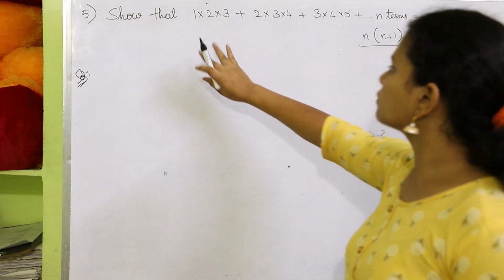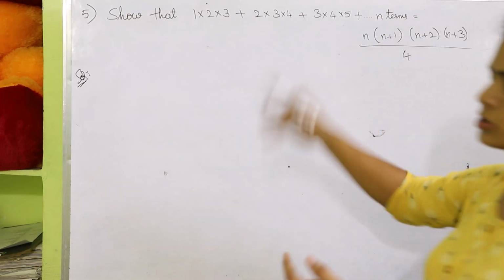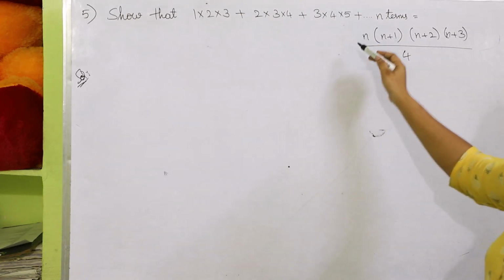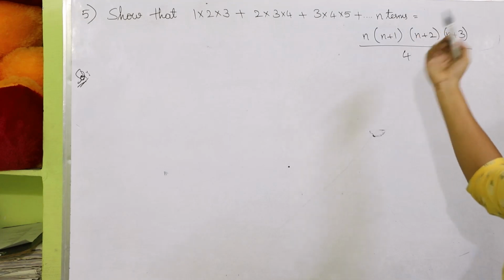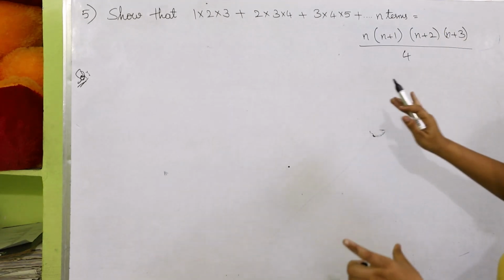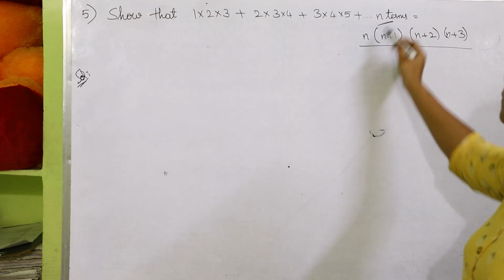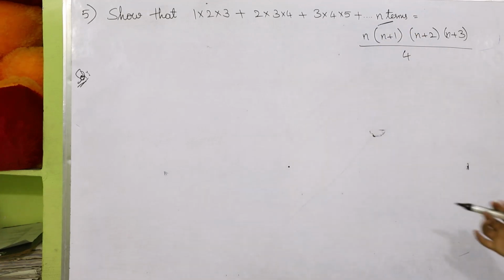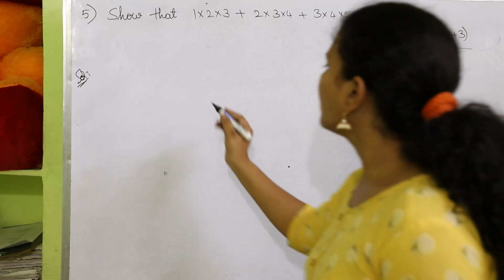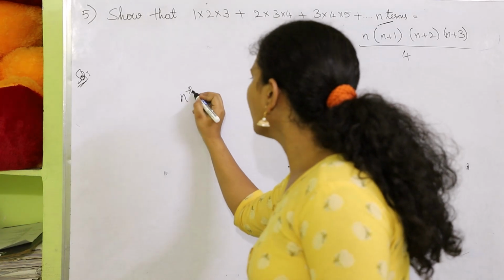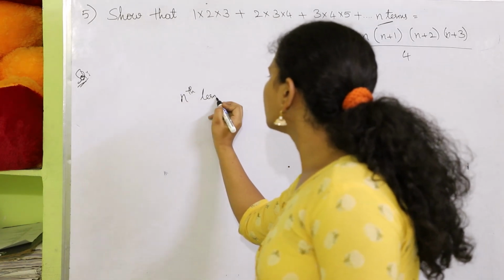So they have given this progression like 3 into 4 into 5, 5 into 6 into 7, 7 into 8 into 9. So the progression goes on. Till n terms, we don't know the nth term value. They ask till n terms, but we don't know the nth term value. Then what you do? Find out the nth term.